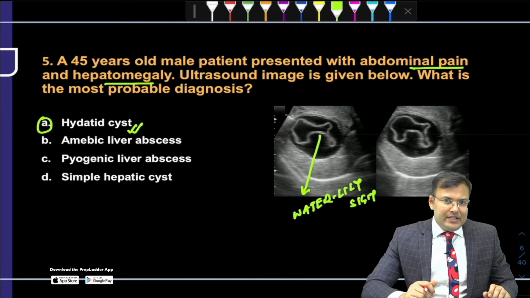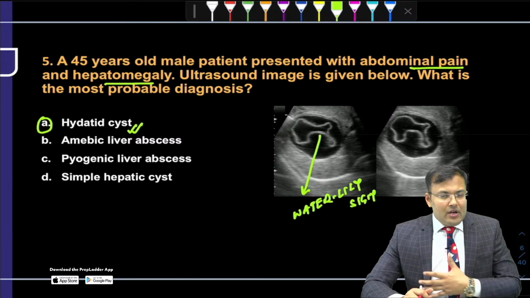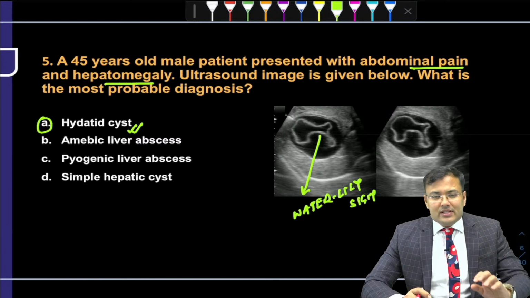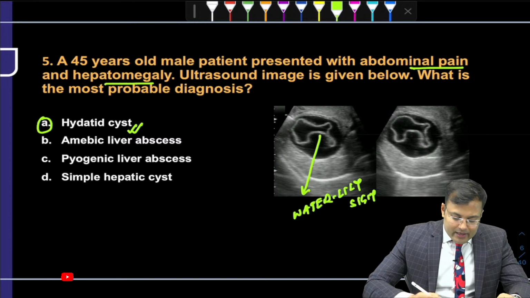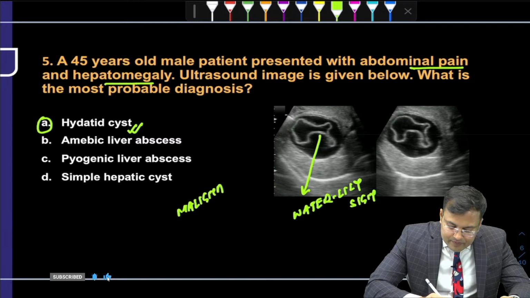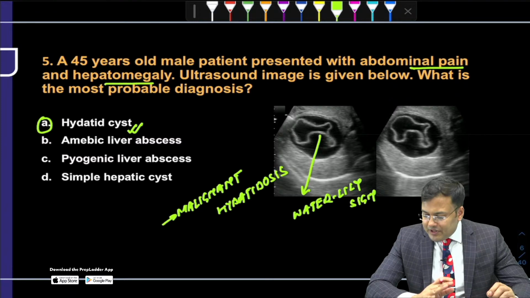This was asked in NEET PG. There is one type of species of Echinococcus in which multiple organs are involved and there are multiple cysts in one organ. So what is the name of that species which leads to malignant hydatidosis? Malignant hydatidosis. Tell me. Multiple organs are involved.